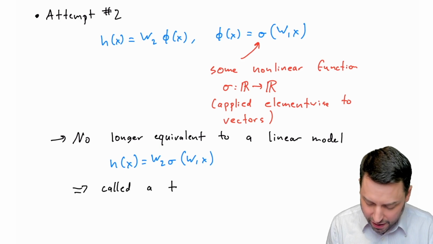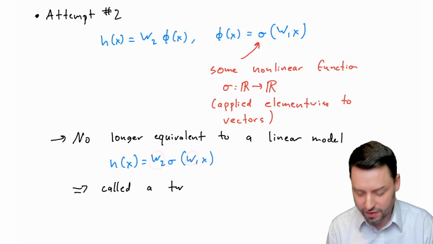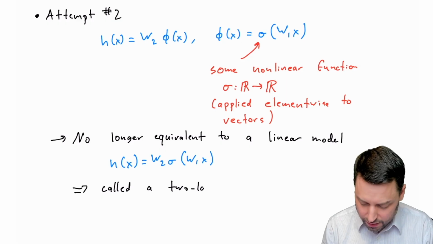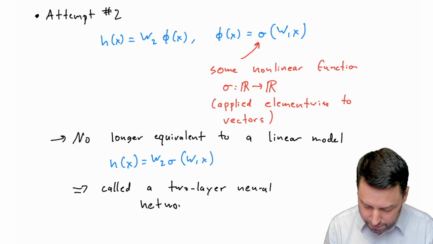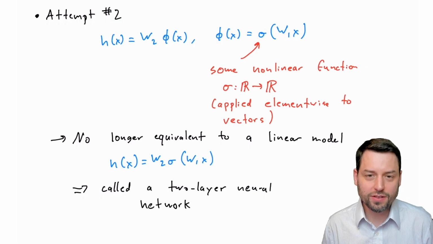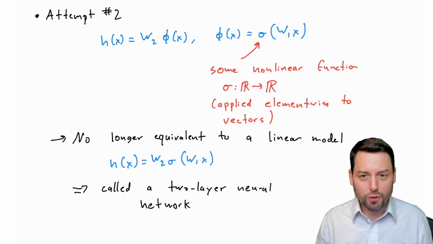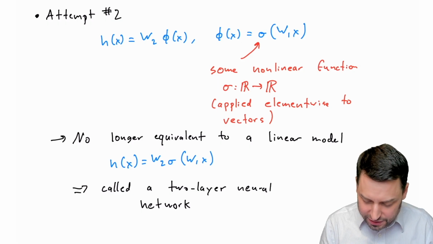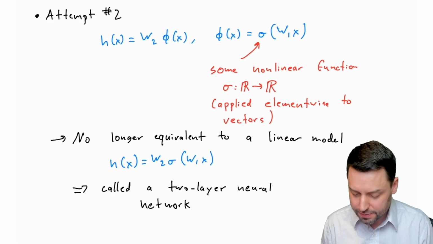a two-layer neural network, because each layer is considered one matrix transformation. And that's really all there is to a neural network. It is a repeated application of linear layers like this and some nonlinearities applied element-wise.